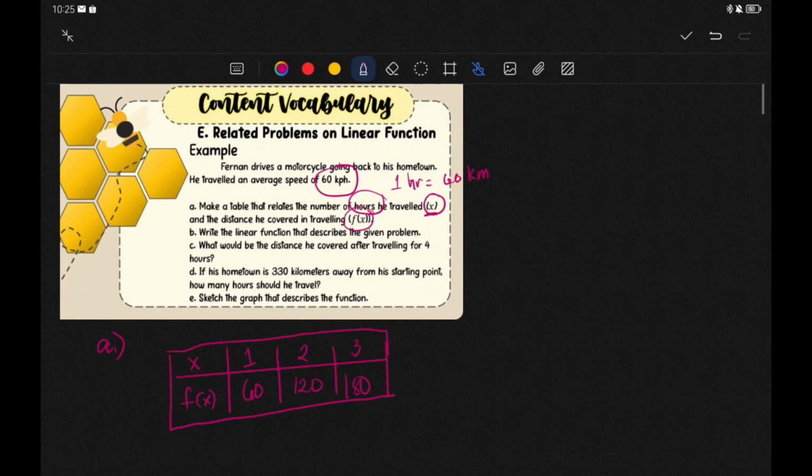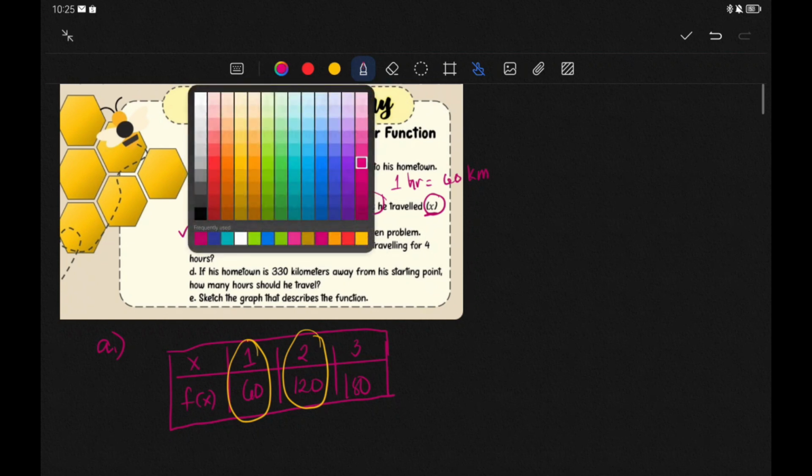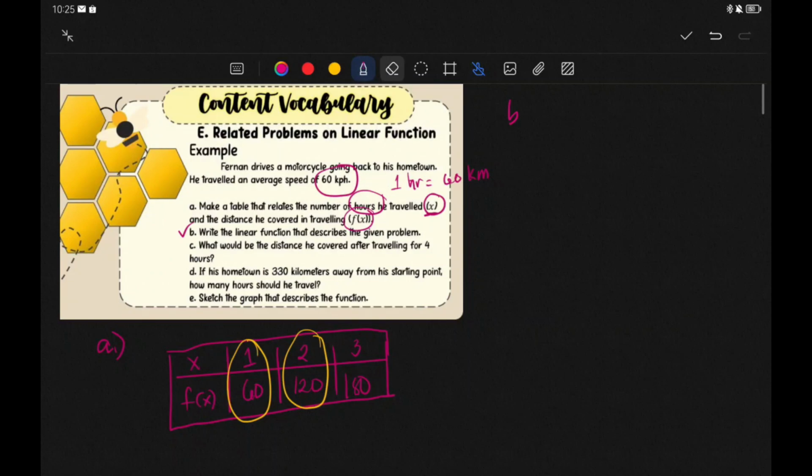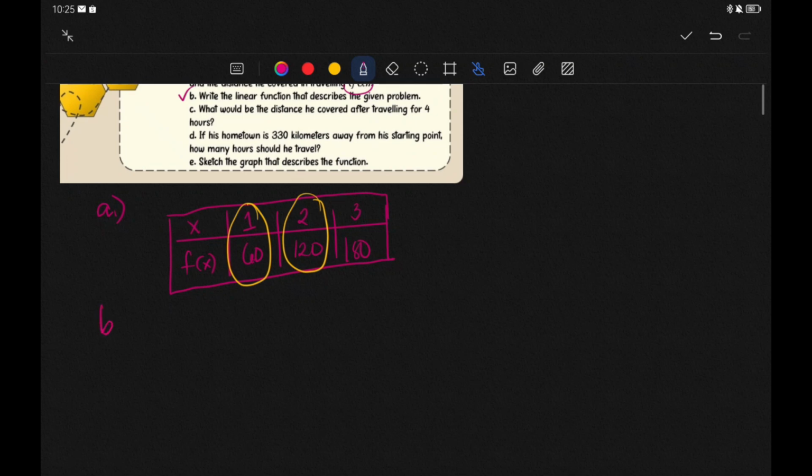Now let's proceed to letter B. Write the linear function that describes the given problem. In writing the linear function that describes the given problem, we need to recall the concept of finding the linear equation given 2 points. So, from the table, we are going to consider 1 and 60 to be the first point and 2 and 120 to be the second point. So we are going to solve letter B.